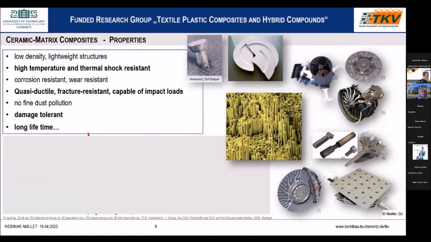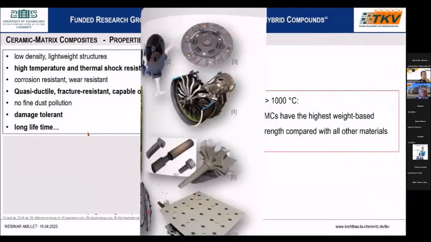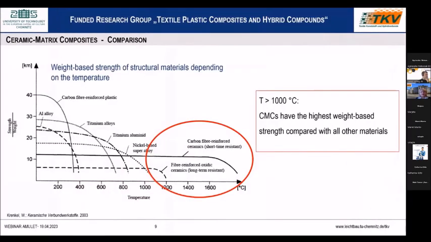And you see here what the differences are if I compare this with the monolithic ceramics. We have there a high temperature and thermal shock resistance. These materials are quasi-ductile, fracture resistant, and capable of impact loads. We have a high damage tolerance and so a long lifetime. And you see this here on the right-hand side.